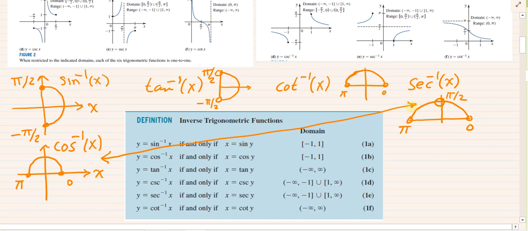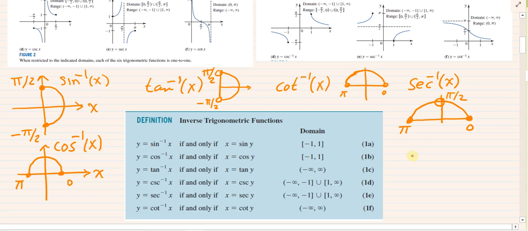So look at my circle, it looks the same as that of cosine, except I need to make these, there you go, 0 and pi. Those should be included. So it looks just like my cosine inverse, with the exception of division by 0 at pi over 2.